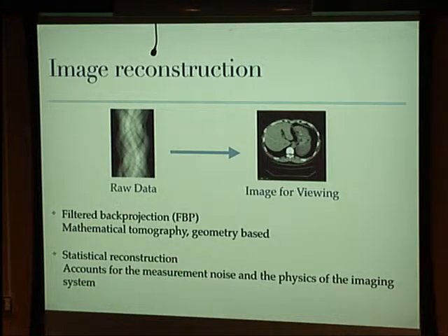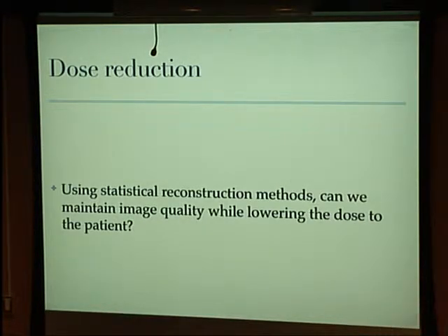Now, I say we're looking at dose reduction, and I'm talking about image reconstruction. It might seem like a little bit of a red herring. The data has already been generated. The patient's already been dosed. So what are we trying to do here? Well, our goal was to test whether, using statistical reconstruction methods, we can maintain image quality while lowering the dose to the patient. Can we lower the dose and get a task-based measure of image quality that's equivalent to what they had with a high dose and the conventional filtered back projection?